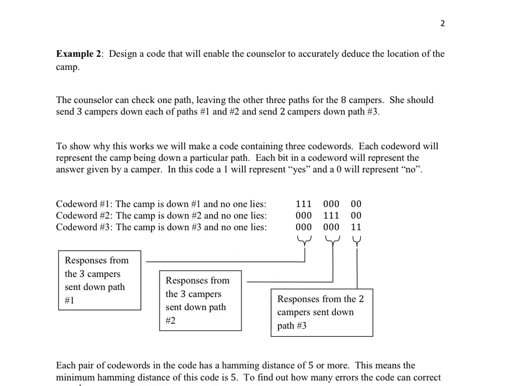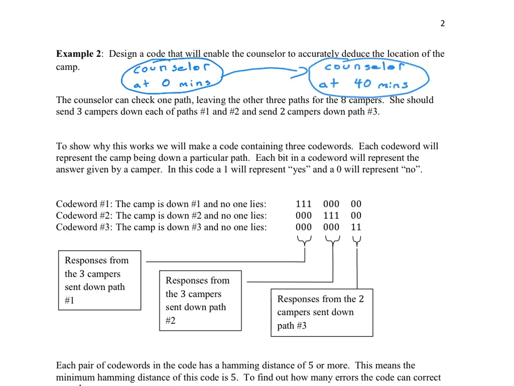So the objective here is to design a code that will enable the counselor to figure out where the camp is. So we'll think of a sender-receiver team here. The counselor at the beginning of the problem, so we'll say at the 0-minute point of the problem, is going to be the sender. And a message is going to be sent out to the counselor at the 40-minute point in the problem.